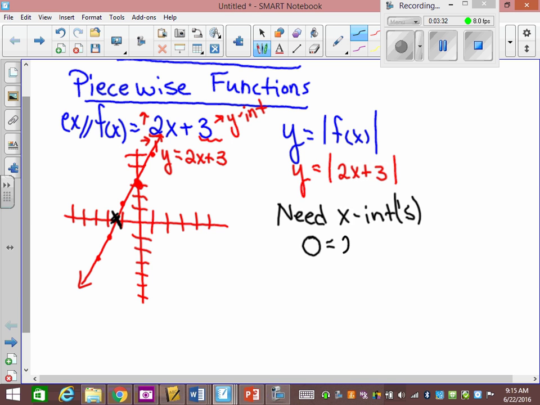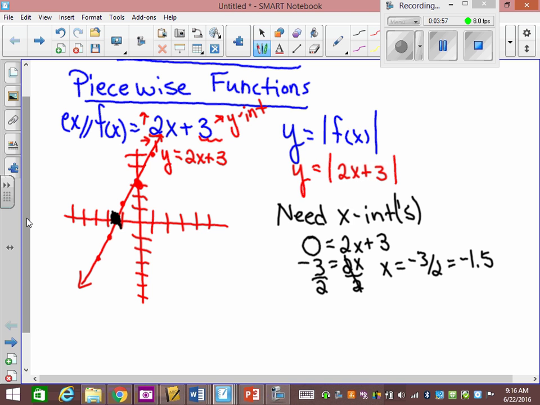So I always find the x-intercepts off my original. 0 equals 2x plus 3. Negative 3 equals 2x. Divide by 2. And x equals negative 3 over 2, or you could say negative 1.5. And that's important because that's where the graph is going to change from one piece to the other, right?